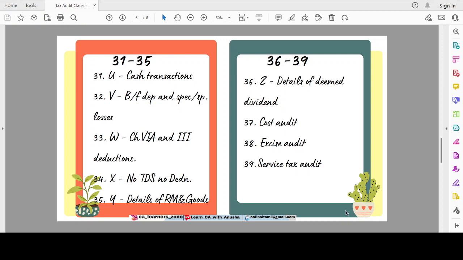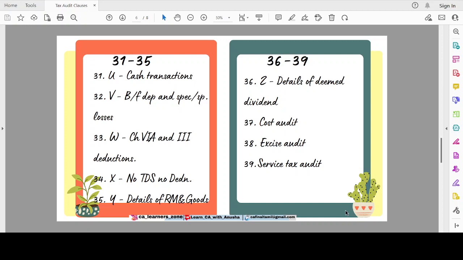See, the government is saying, please keep track of your deductions. Keep an eye on your deductions. So you're going to watch your deductions. Okay, that's right. Chapter 6A and Chapter 3 deduction. Yes, it's in the mark like no, right? So no TDS, no deduction. No TDS, no deduction. Why?